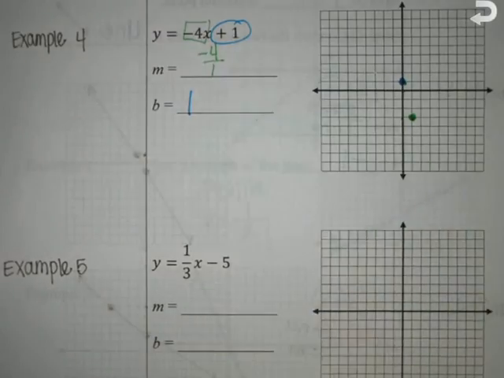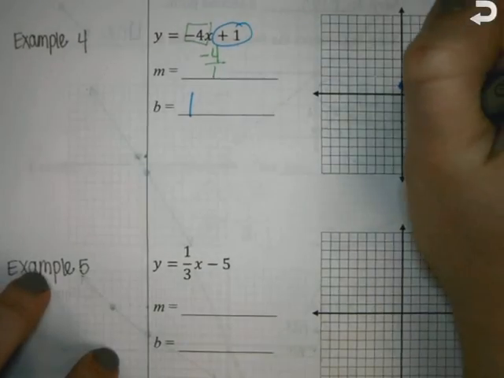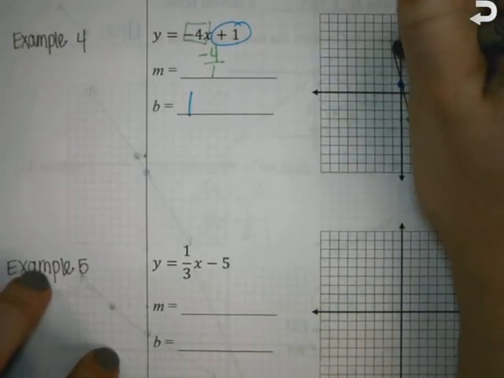So, Rolando, what's my next step? I draw a line through both of them. Lines go for how long, everybody? Forever.